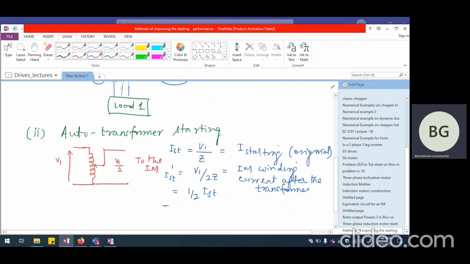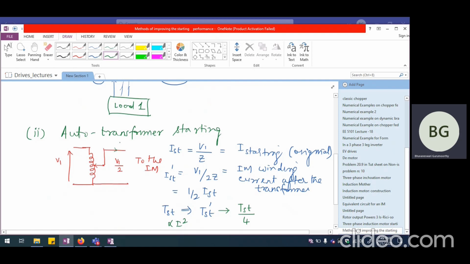So if I compare the original starting torque with the new value of starting torque, which is TST dash, because the torque is proportional to I square, I am going to have this to be TST divided by 4. So if the current is halved, you are going to see that the torque becomes 1/4. That's what happens in this particular case where we are applying half the voltage.